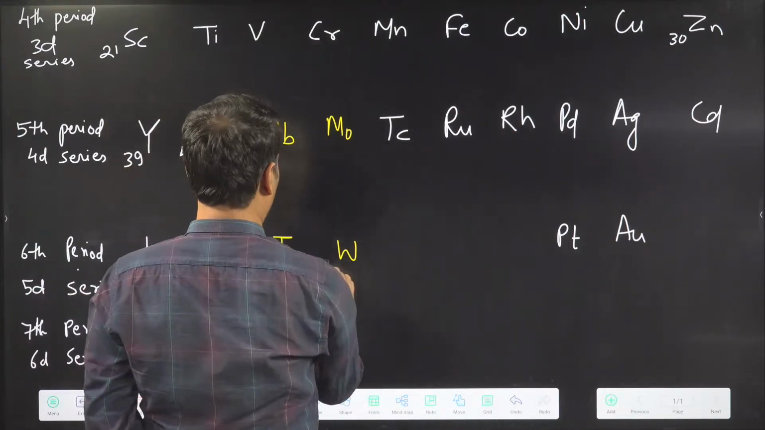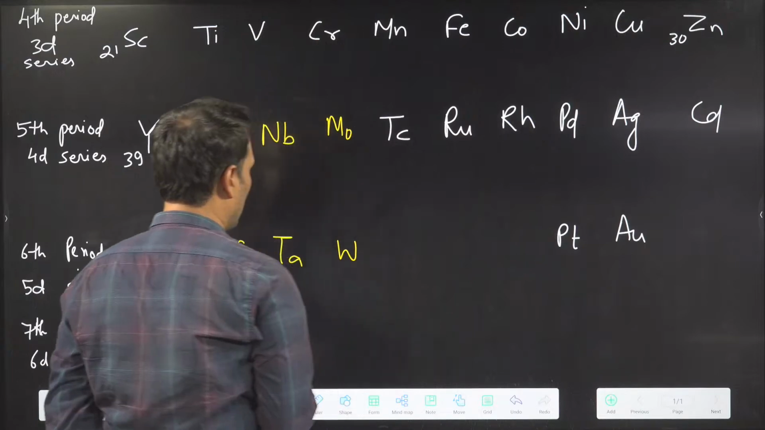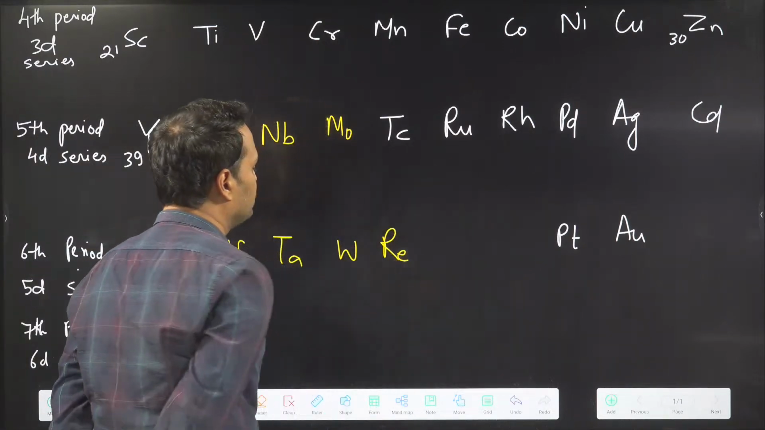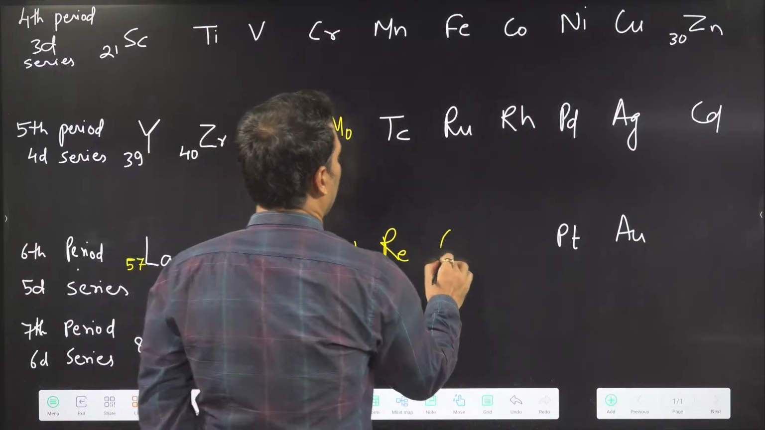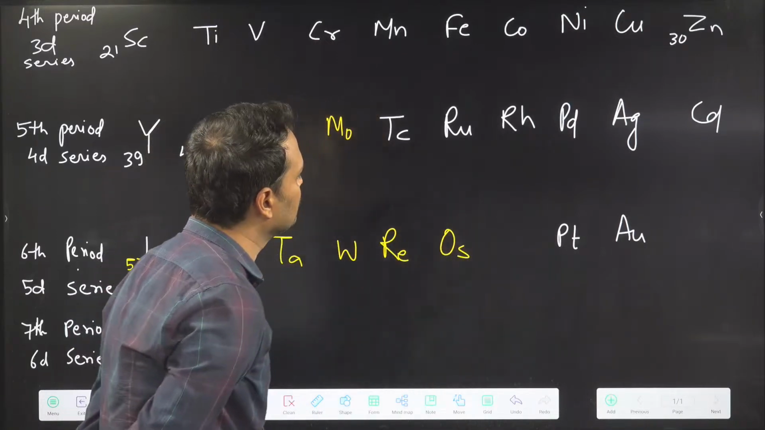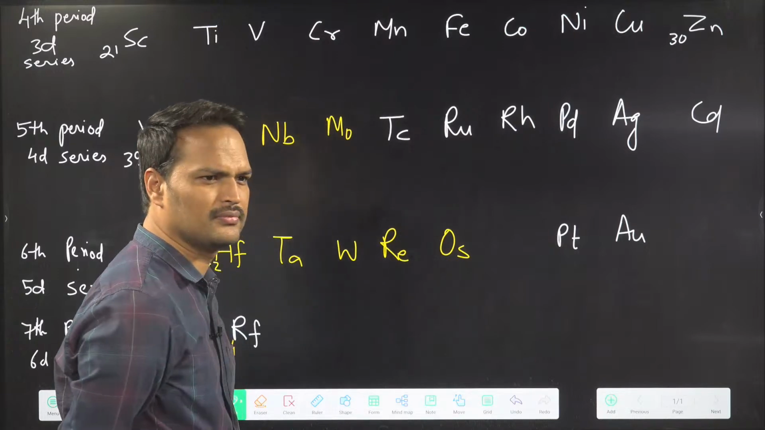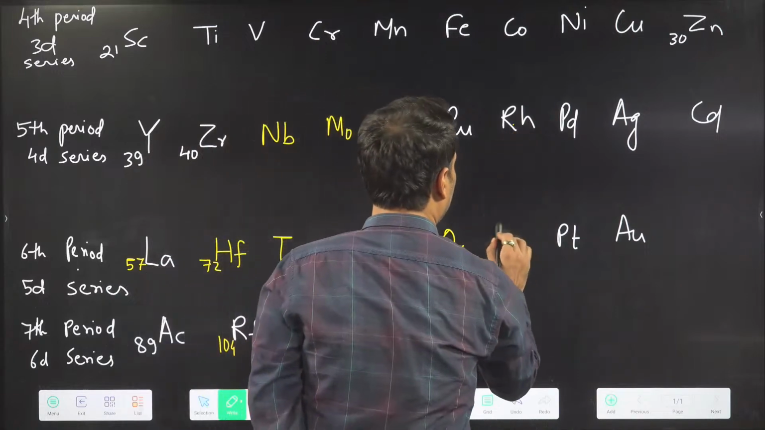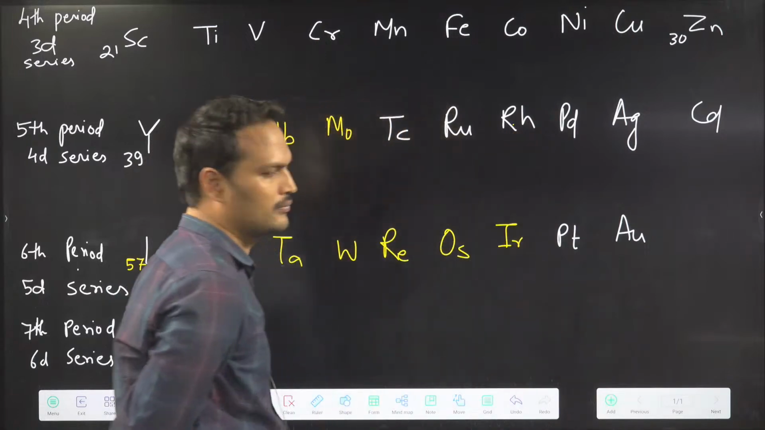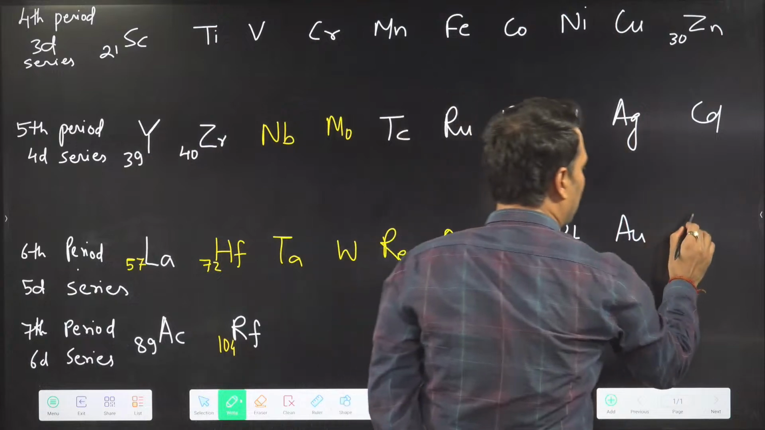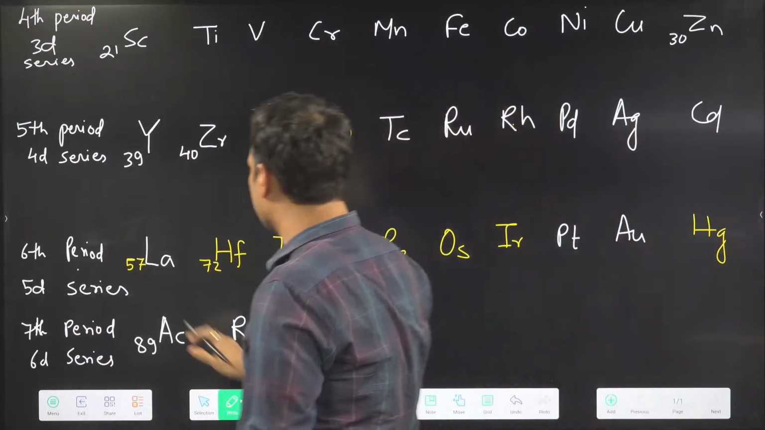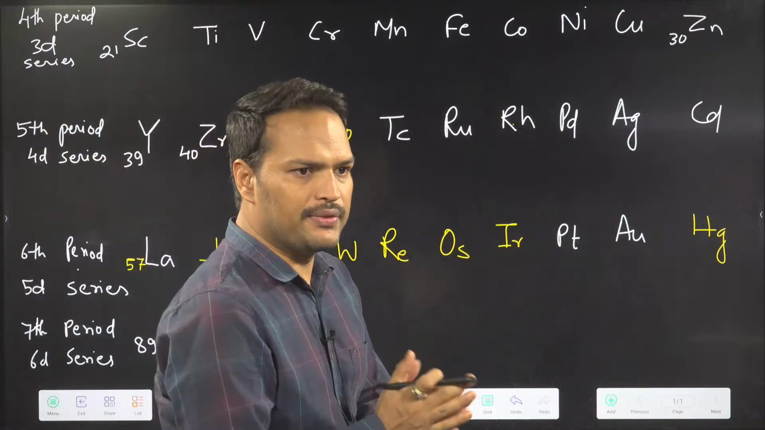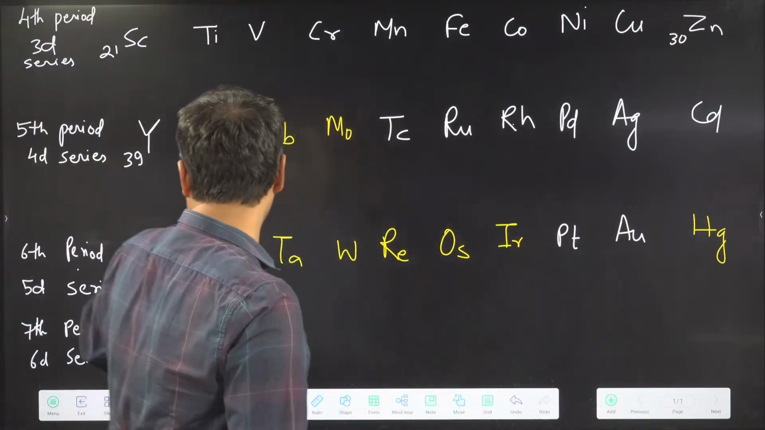Now tell me, what is after tungsten? Rhenium. Then here osmium. Is it correct? Rhodium, iridium, zinc, cadmium, mercury. Now let's first focus till the sixth period.